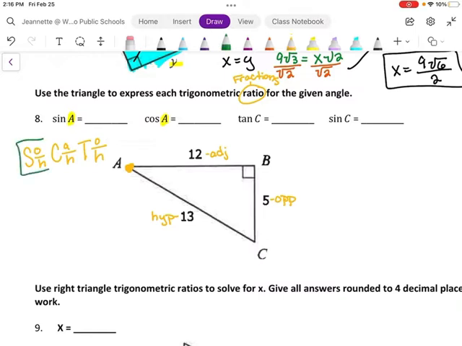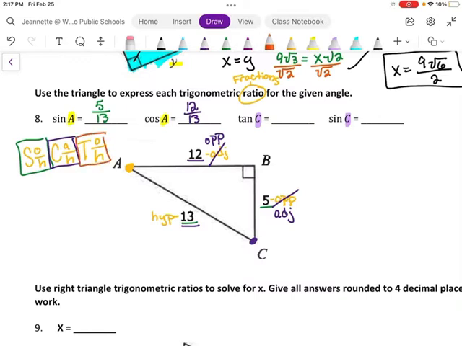And if we have the sine of A, we know sine is opposite over hypotenuse. So our opposite is 5 and our hypotenuse is 13. And then if we do the cosine of A, that's our adjacent over our hypotenuse, which would be 12 over 13. And now you'll notice we are changing angles. We're now looking from the perspective of angle C. So now our opposite is going to be 12 and our adjacent is going to be 5. So those two are going to switch with each other.